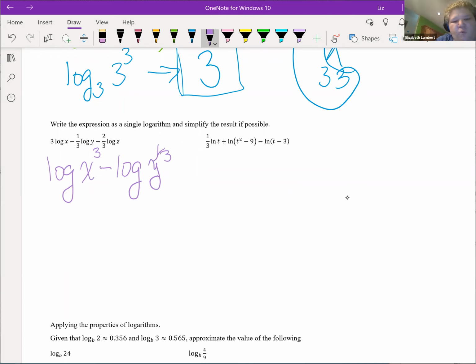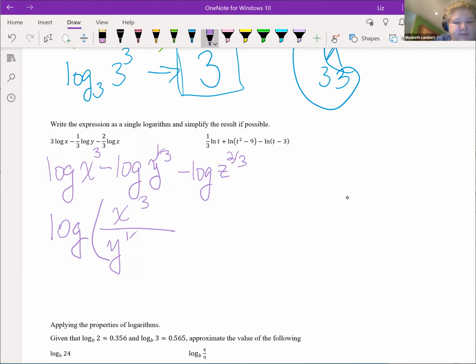So we have minus the log of y to the 1/3 minus the log of z to the 2/3. And I'll deal with those once we get it all smushed together. So now I have the log of x to the third, that one's positive, minus another log, so this can be compressed. They're all the same log, it's just pluses or minus, there's no extra numbers in front. So now the log of x to the third will go on top. The y to the 1/3 will go on the bottom. And the z to the 2/3 will go on the bottom.